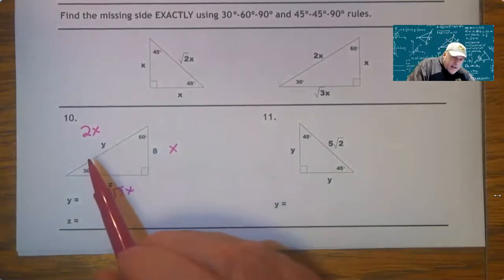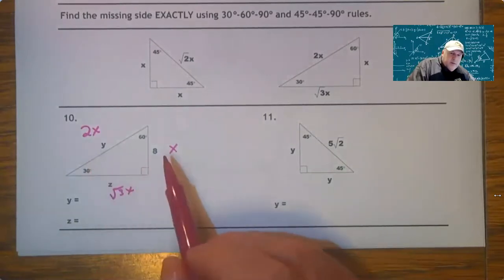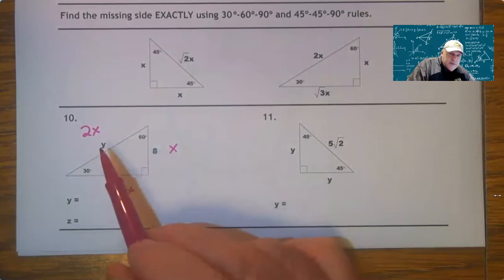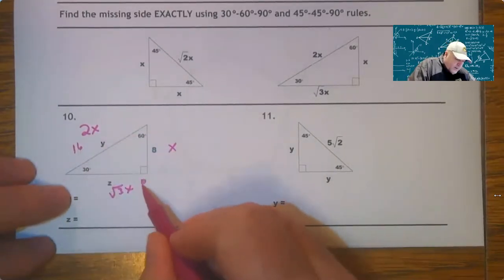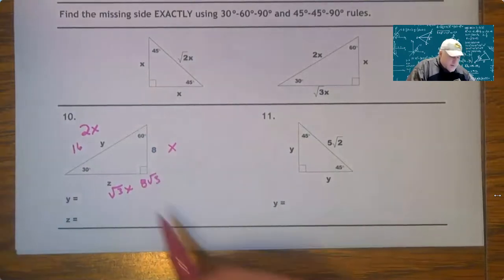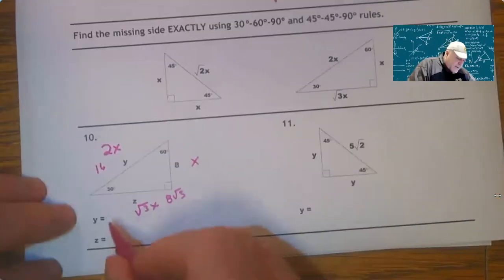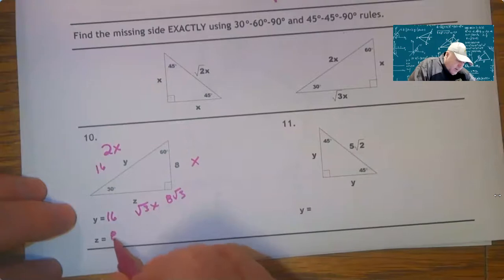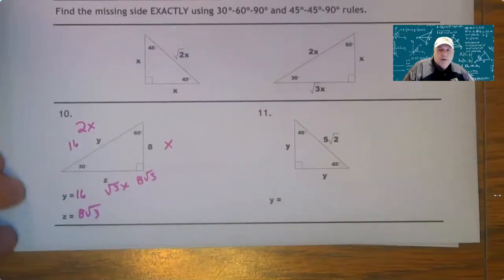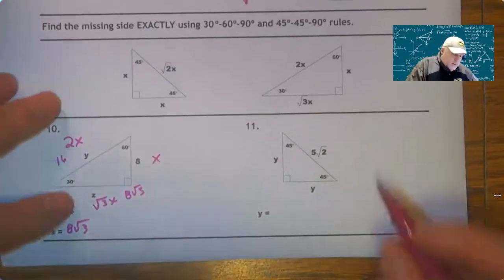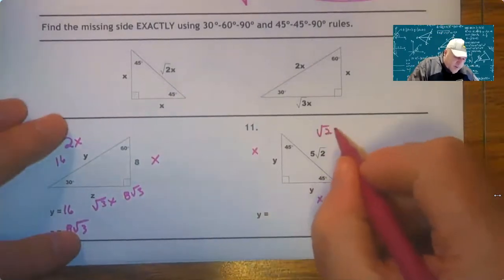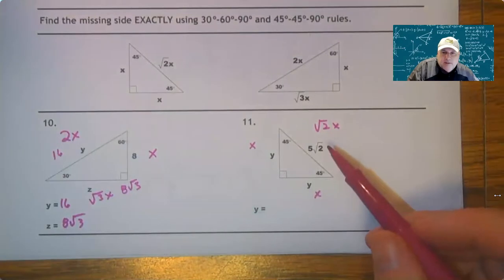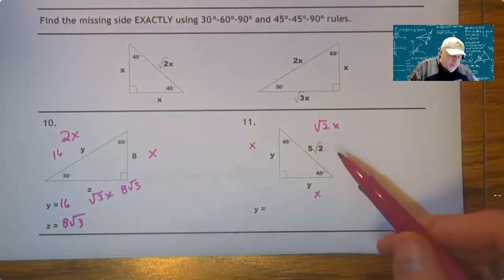So the y side here must be double. So this is 16, and then this is 8 times the square root of 3. This side here. So y is 16 and z is 8 times the square root of 3. And here, this is x, and square root of 2x. Well, you can tell by looking at this that that's got to be 5. X has to be 5.